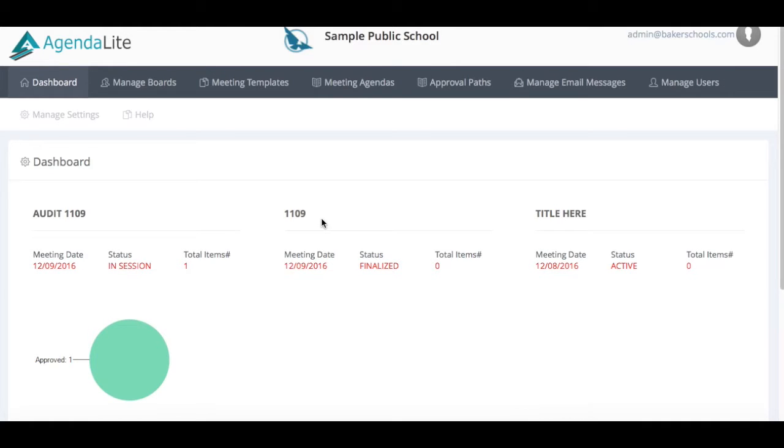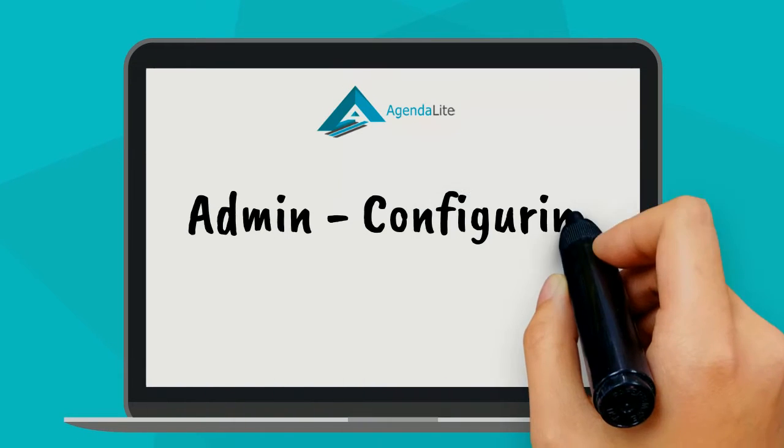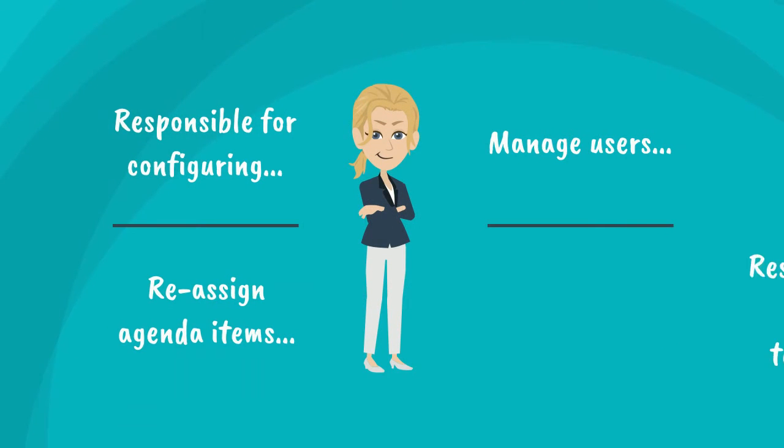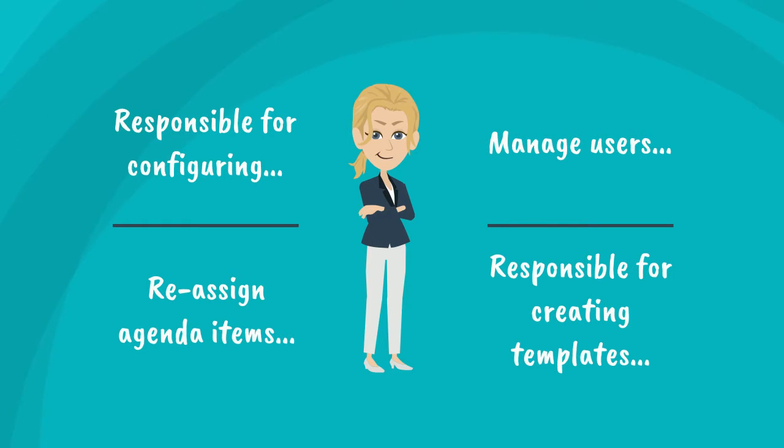The AgendaLite administrator is the person who is responsible for configuring AgendaLite to meet your organization's specific requirements. He or she is the person who will manage users in AgendaLite or reassign agenda items to other users when the item author leaves the organization or goes on vacation. This person will also be responsible for creating all AgendaLite templates. To configure AgendaLite, complete the following steps.